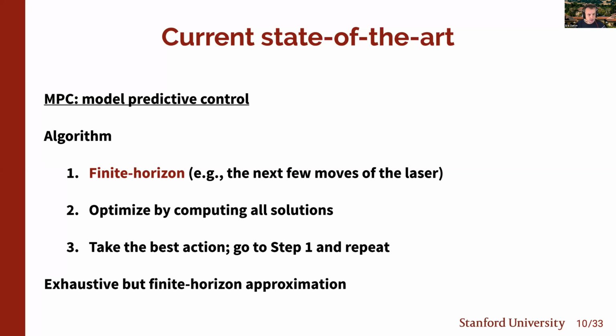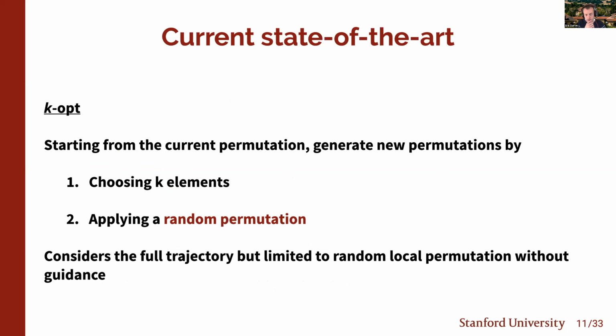So essentially, the next tile that the laser is going to shine on. This might be the first action, and then we go back to step one for the second action, and we just keep repeating that. The idea is that by looking at the finite horizon, we can keep the computational cost small, but of course it's an approximation because we never really see the entire path until pretty much towards the end. But it's exhaustive, so at least the finite horizon optimization is exact at every step.